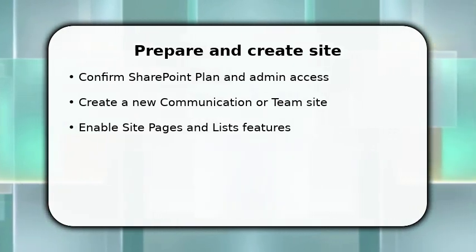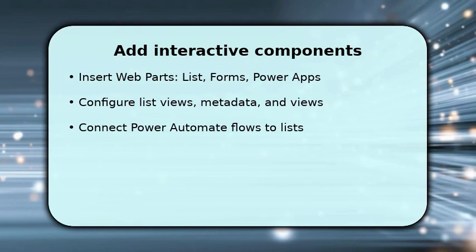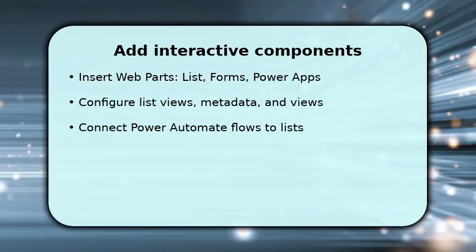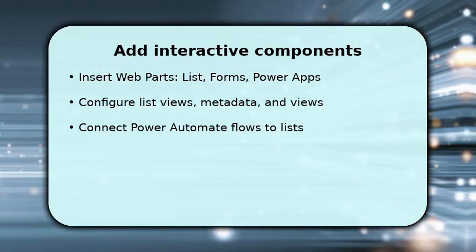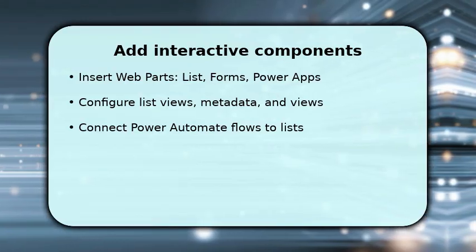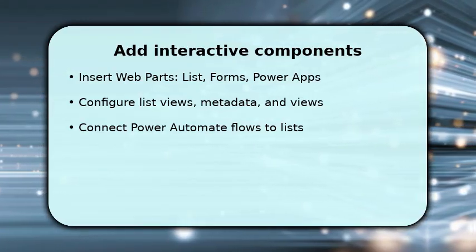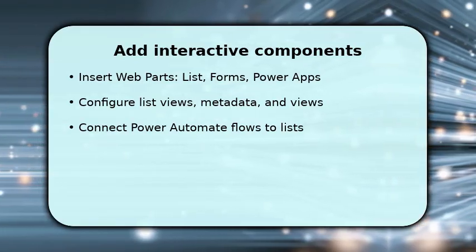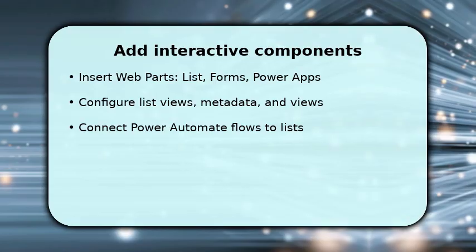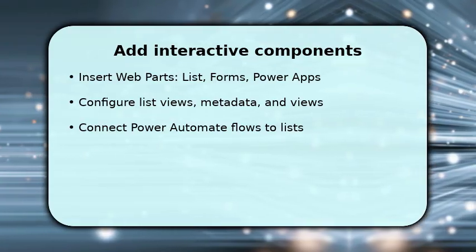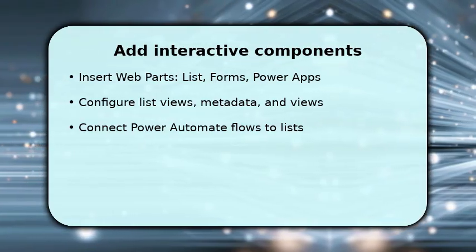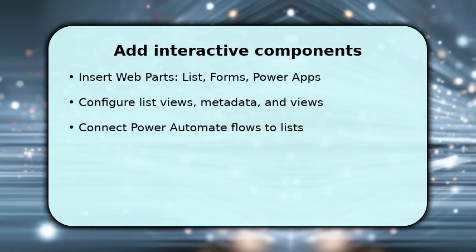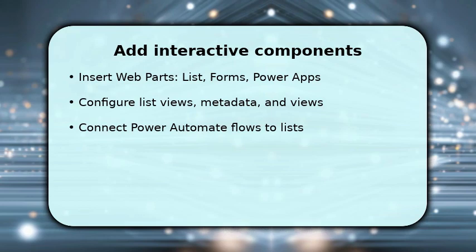Now you add interactive building blocks. You insert list, Microsoft Forms, Power Apps, and embed web parts on pages. Each one handles a specific interaction like data capture or custom UI. Make sure to configure list metadata and custom views so filtering and grouping work. That improves UX and performance. Then connect Power Automate flows to list events to automate approvals or notifications. By linking web parts and flows, you turn static content into responsive workflows that react to user input.